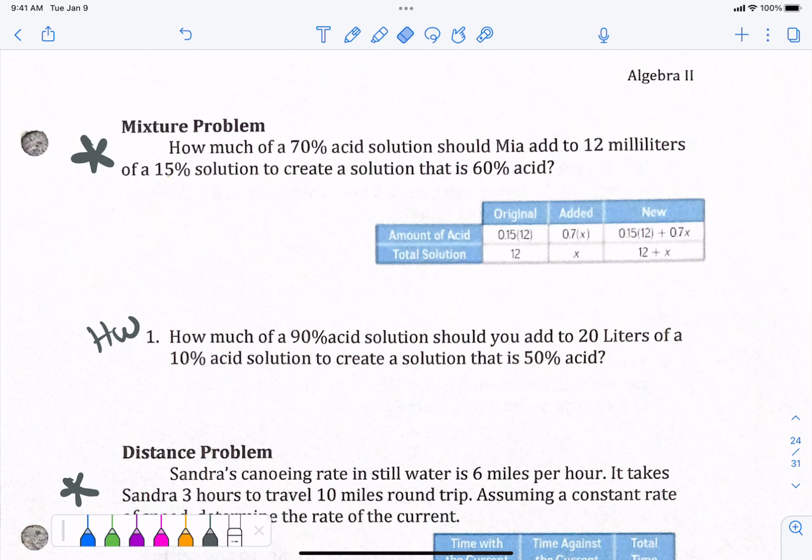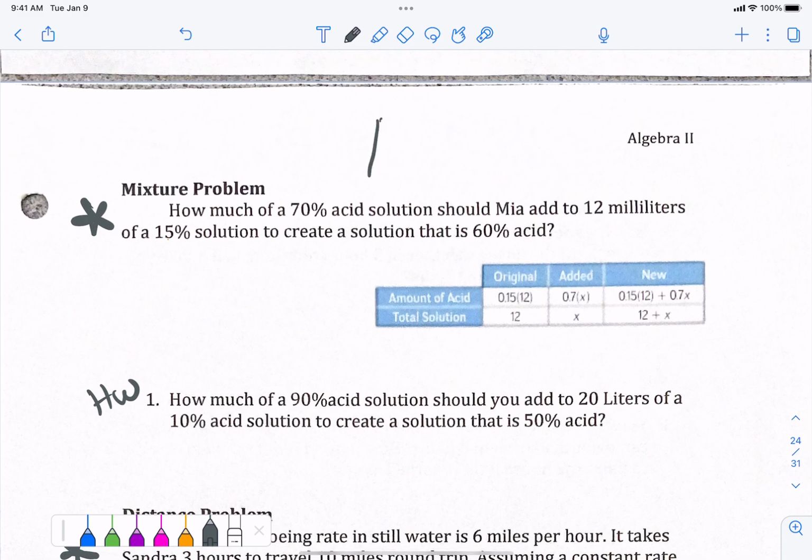First thing, we're trying to find an amount: how much of a 70% acid solution should Maya add to 12 milliliters of a 15% solution in order for that solution to become 60% acid? So here's what we have. If you need a visual, we have a beaker that is filled to 12 milliliters, and its concentration is 15% acid. So not very acidic, not too bad, right? We are adding to that, filling it up with 70% solution.